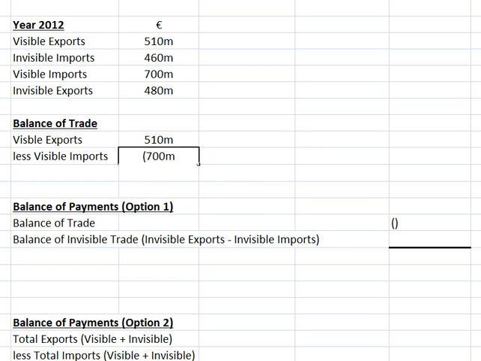So when I take that away and put a bracket around it to show I'm taking it away, I get a deficit of 190 million. The reason it's a deficit is because imports are greater than exports, which isn't the ideal scenario.